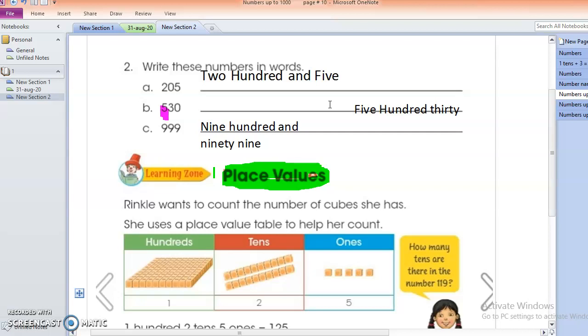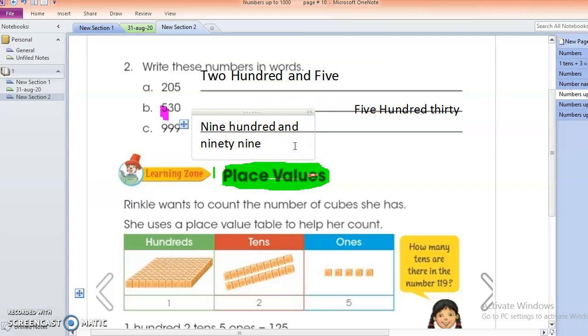It's 530. When you come to the C part, it's 9, 9, and 9. You can see 9 is in the hundreds position, this 9 I'm talking about. So you will start writing 900, NINE HUNDRED, and this is called 99. This 9 is at the tens position, so it will become 90, NINETY, and the ones you will write the same, NINE. So this is 205, 530, and 999.